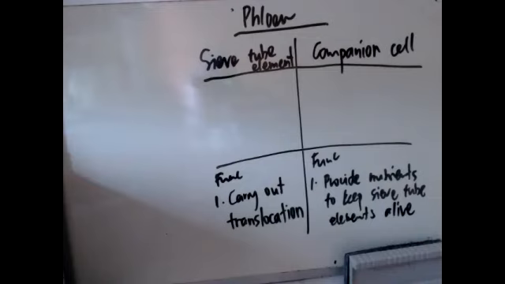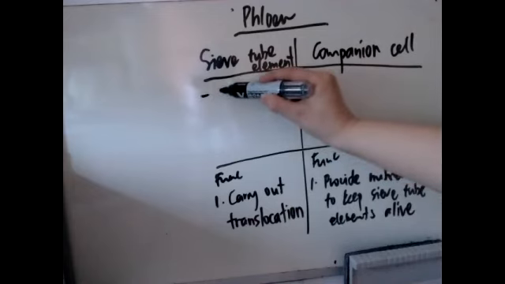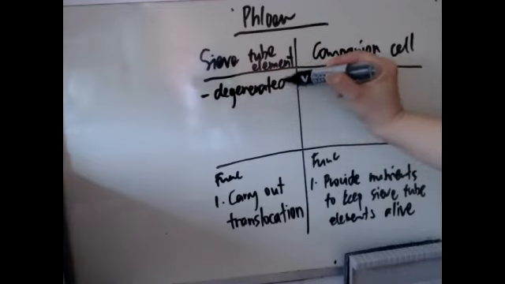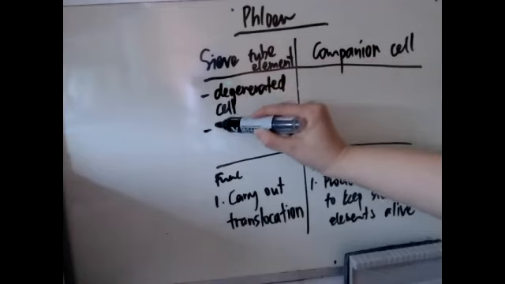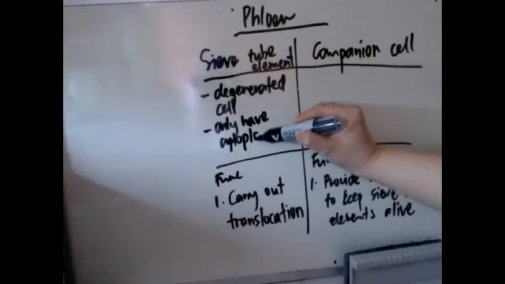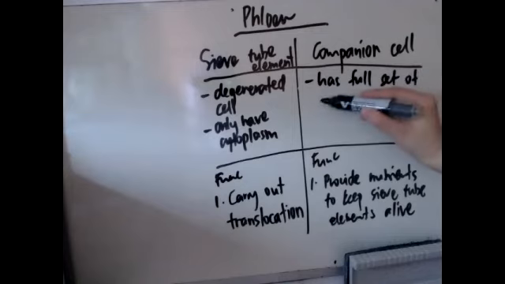Okay, so what is the structure that allows it to carry out its function? The structure of sieve tube element is that it is degenerated. Degenerated here means it only has cytoplasm. It doesn't have any organelles. It doesn't have nucleus, mitochondria. Even if there are just a few of them, not enough to support the sieve tube elements in the long run. Companion cells have a full set of organelles.